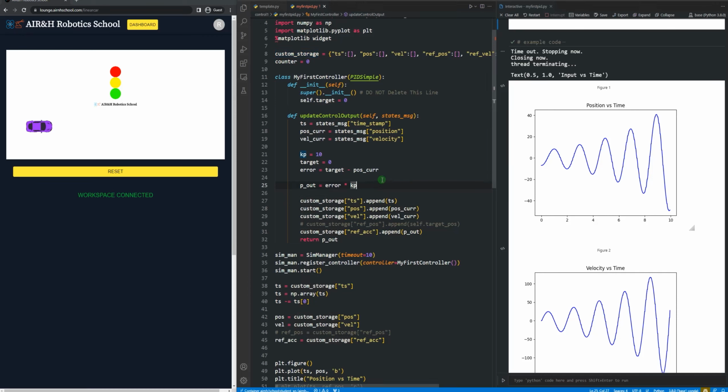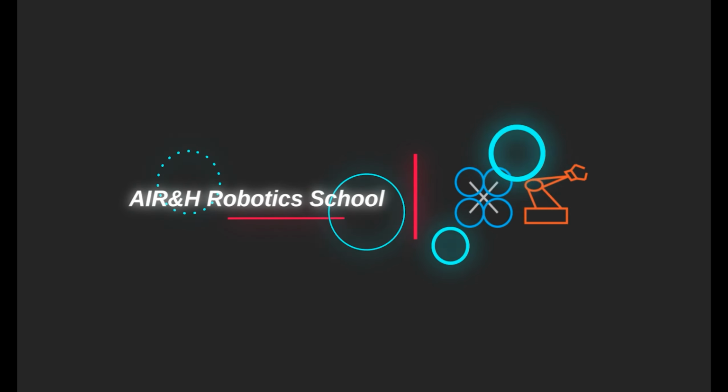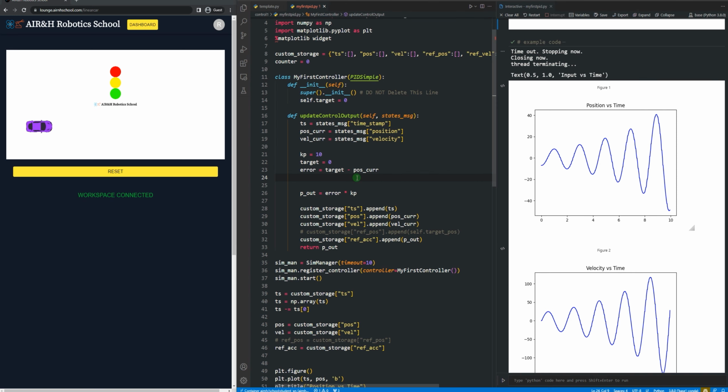Okay, continuing from the previous video, let's talk about how to implement the derivative term here. To implement the derivative of the error, we can simply take a derivative of the error, but how are we going to do it? Well, let's use a simple trick. If we take the derivative of this error, which is the derivative of this equation, what is target? Target is a constant. So the derivative of a constant is always 0, whatever that number is.